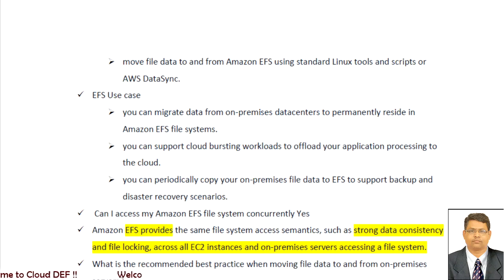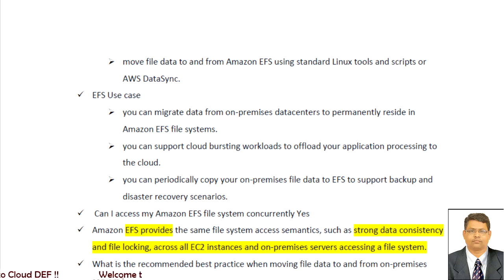EFS use cases: you can migrate data from on-premises data centers to permanently reside in Amazon EFS file systems. You can support cloud bursting workloads to offload your application processing to the cloud. You can periodically copy your on-premises file data to EFS to support backup and disaster recovery scenarios. Can I access my Amazon EFS file system concurrently? Yes. Amazon EFS provides the same file system access semantics, such as strong data consistency and file locking, across all EC2 instances and on-premises servers accessing a file system.